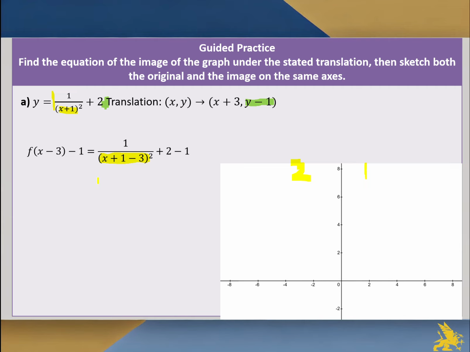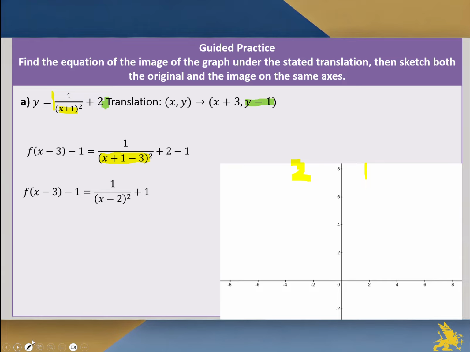Now I just need to simplify this. So that just means I've got 1 take away 3, which is negative 2, and I've got 2 take away 1, which is 1. And that gives me 1 over x minus 2 squared plus 1.